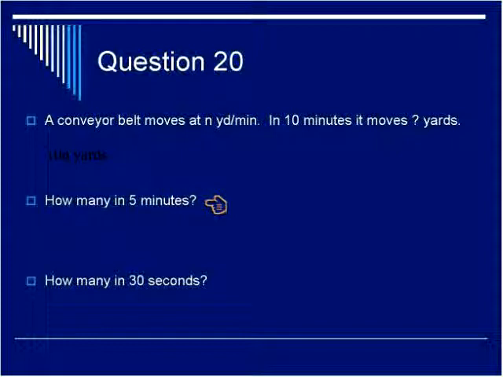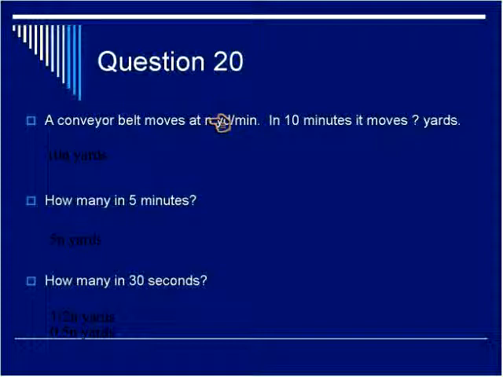How many would it move in 5 minutes? Think about that one. It would move 5 times n yards. Alright? And how many yards would it move in 30 seconds? 30 seconds is 1/2 of a minute, so you can write this as 1/2 n yards, or 0.5 n yards, however you prefer. 1/2 is equal to 0.5, so you can write this in either way. Alright? Does that make sense?